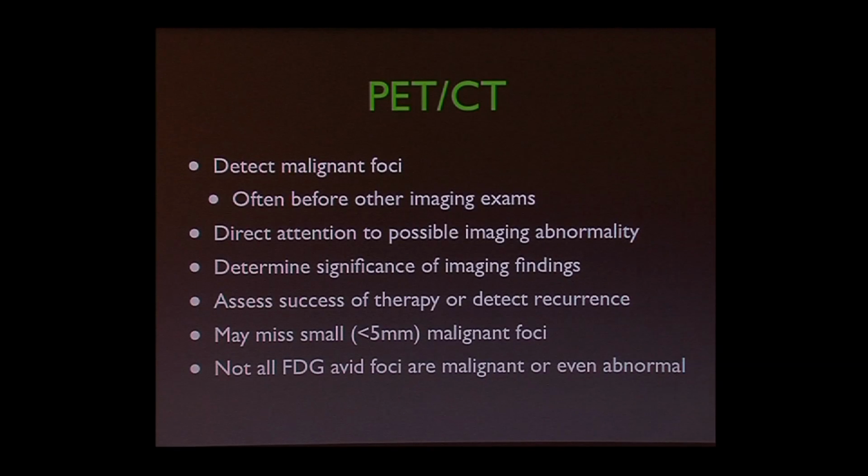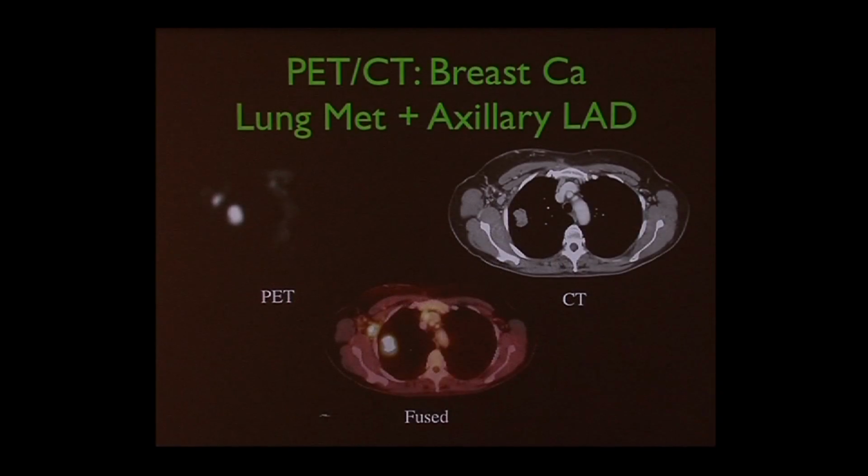We can detect more foci of abnormality than we might even notice on a CT scan because some little area of abnormal uptake is visualized. You may not know what organ it's in from that, but what you do is correlate it with the CT scan. And here's what that looks like.